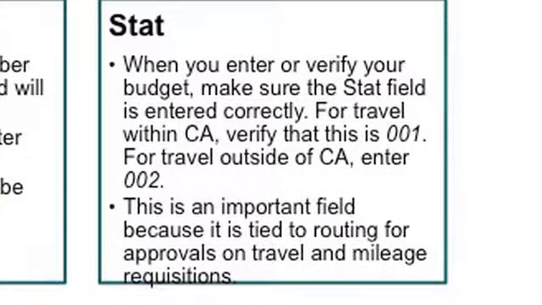There's a field called Stat. When you enter or verify your budget, make sure the Stat field is entered correctly. For travel within California, verify that this is 001. For travel outside of California, enter 002. This is an important field because it's tied to routing for approvals on travel and mileage requisitions.